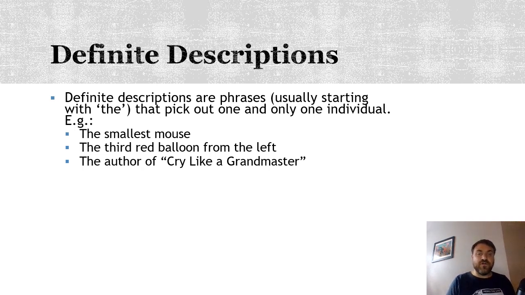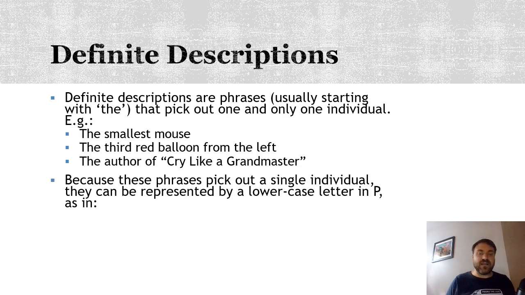You might say the third red balloon from the left, right? Well, that picks out one and only one object in the world. Or if you want to talk about the author of Cry Like a Grandmaster, which is a real actual book, you can Google that. That picks out one person in the world. Okay, so those are some examples, right? So these are all definite descriptions, and there are of course others in the textbook as well.